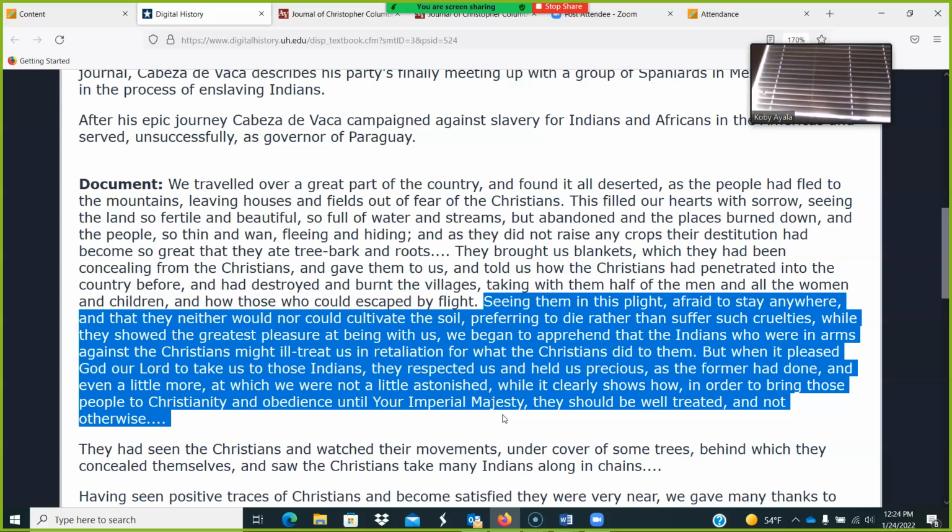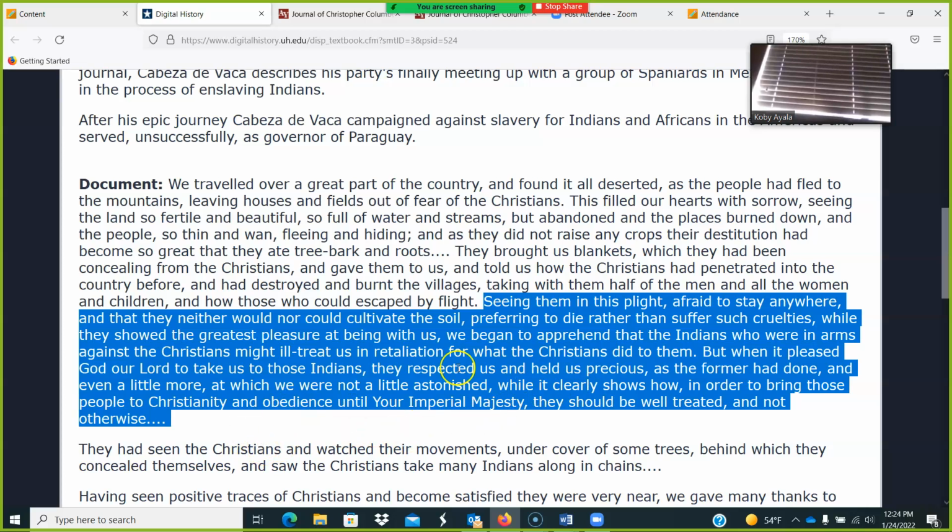Seeing them in this flight, afraid to stay anywhere, and they neither would nor could cultivate the soil, preferring to die rather than suffer such cruelties. While they showed the greatest pleasure at being with us, we began to apprehend that the Indians who were in arms against the Christians might ill-treat us in retaliation for what the Christians did to them. But when it pleased God our Lord to take us to those Indians, they respected us and held us precious, as the former had done, and even a little more, at which we were not a little astonished, while it clearly shows how, in order to bring those people to Christianity and obedience to your imperial majesty, they should be treated well and not otherwise.